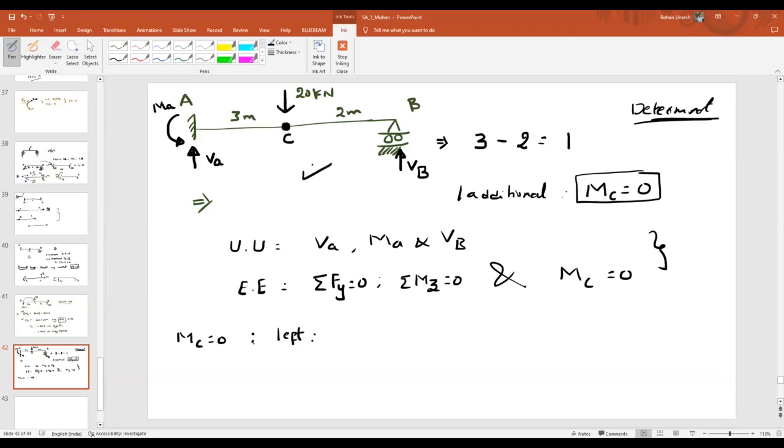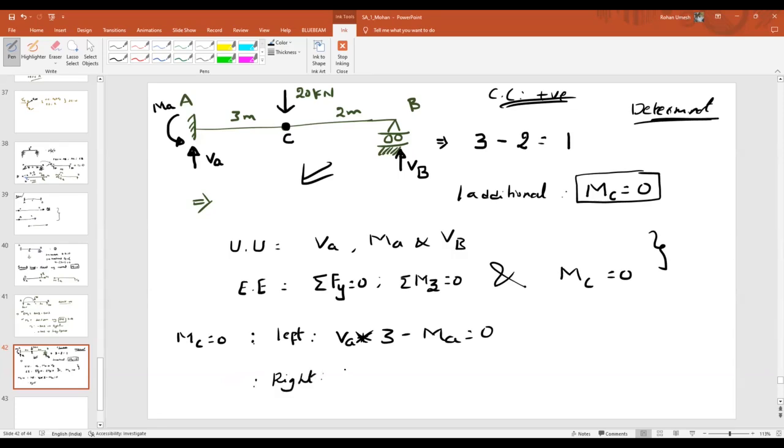Look at this diagram and tell me. Moment at point C, looking from the left side, what equation will you get? VA into 3, minus MA, considering clockwise is positive. So VA into 3 minus MA equal to 0.